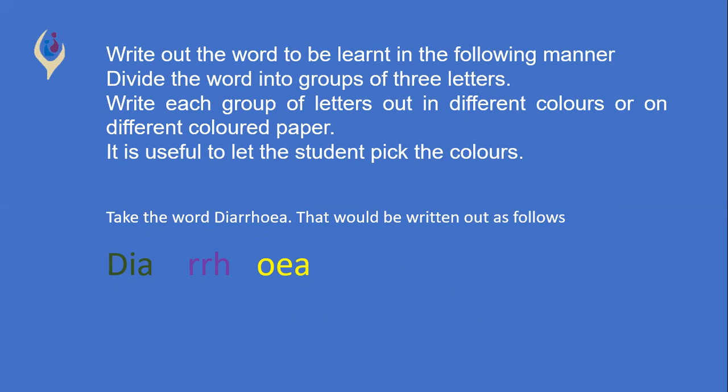Okay, so we're going to take the word diarrhea because it's a great word and all kids I know love to learn how to spell it. So that would be written out as follows. You'd have the DIA in green, the RH in purple, and the OEA in yellow. Now, these colors are colors I picked at random. You can pick any colors you want, or as I say, let your student pick the color.